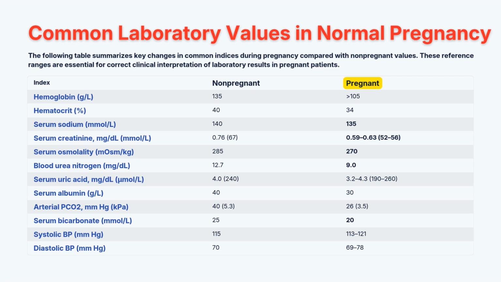Serum albumin decreases due to hemodilution, and values around 30 grams per liter can still be considered normal in pregnancy. Pregnancy is also associated with mild chronic respiratory alkalosis. Because progesterone stimulates ventilation, arterial PCO2 decreases to around 30 millimeters of mercury. The kidneys compensate for this respiratory alkalosis by lowering serum bicarbonate, which is usually around 20 millimoles per liter during pregnancy. And blood pressure may decrease slightly during early and mid-pregnancy because of the lower systemic vascular resistance, and it often returns closer to the normal baseline near term.